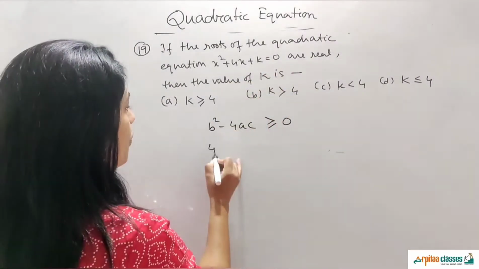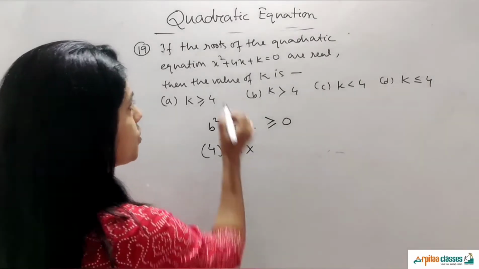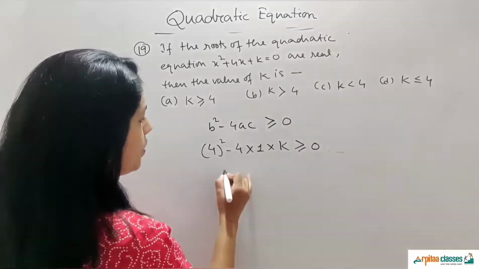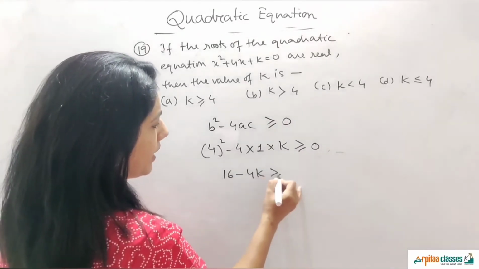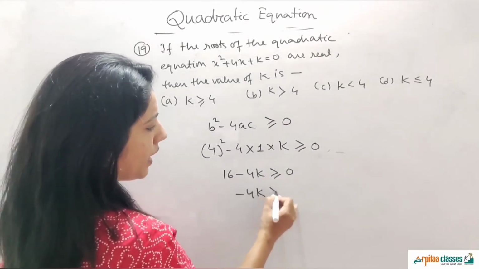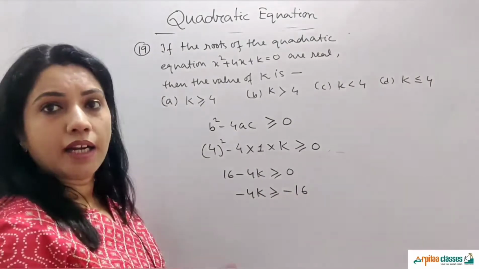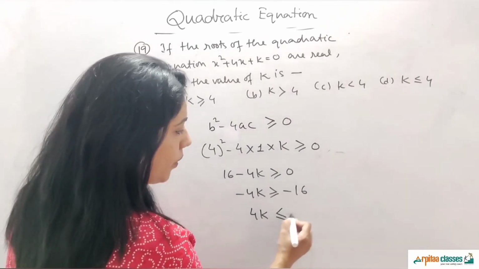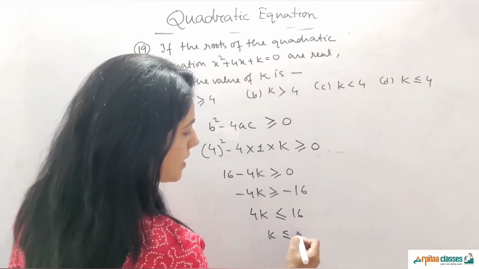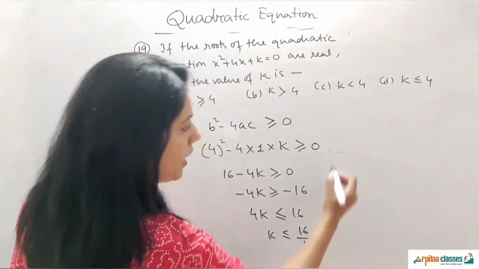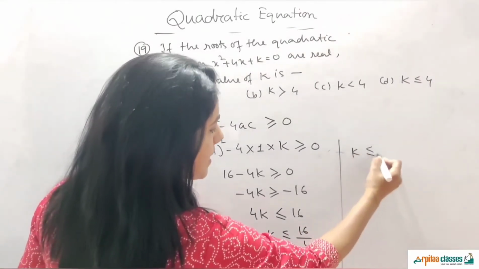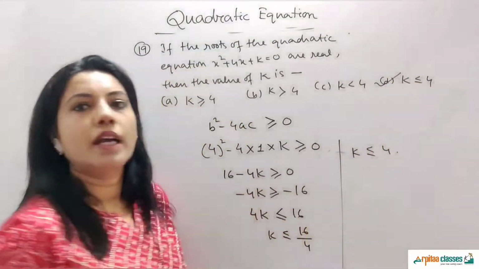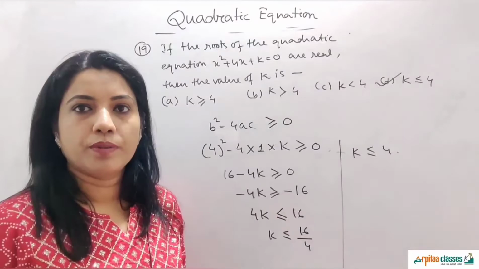So b is 4, square, minus 4 into a is 1 into c is k, greater than equal to 0. 16 minus 4k greater than equal to 0, minus 4k greater than equal to minus 16. Now you have minus on both sides, so it will be 4k less than equal to 16, or k would be less than equal to 16 upon 4. That's the value of k is less than equal to 4. So which option is it? So it is option D, k is less than equal to 4.